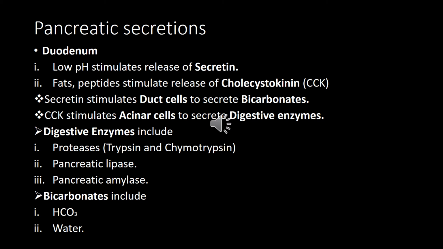Here we will study the pancreatic secretions: how they are released, how they take part in digestive activity after their release, where they go, and how they work there. In the duodenum, the low pH stimulates the release of secretin, and fat and peptides stimulate the release of cholecystokinin. Secretin stimulates the duct cells to secrete bicarbonates, and cholecystokinin stimulates the acinar cells to secrete digestive enzymes.